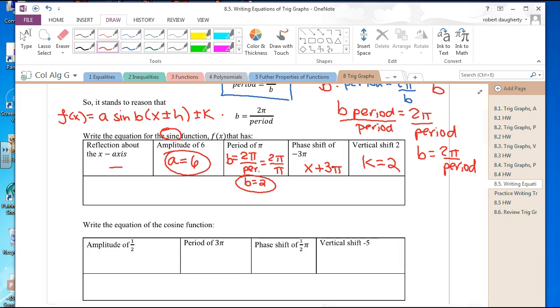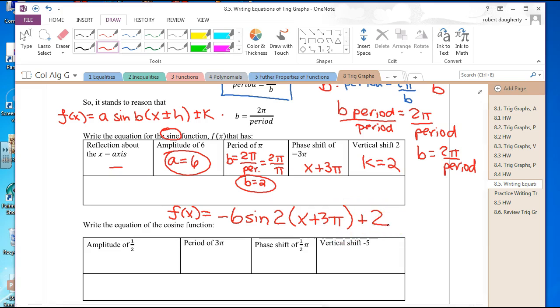So what is this function? This function is f of x equal. What does it start off with? Negative. The amplitude goes first. Negative 6 sine. What's b? 2. And then I'm going to have a parentheses. And then x plus 3 pi, plus 2.